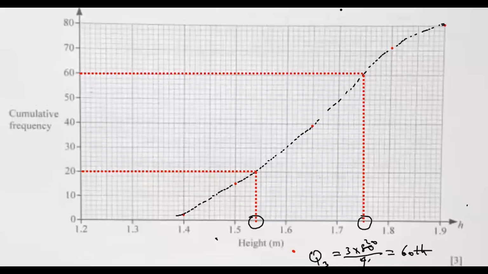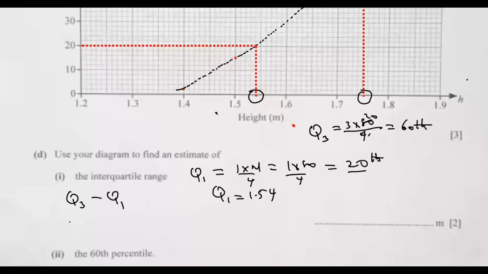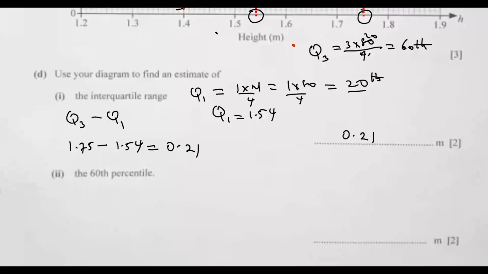So that is the upper quartile, and the lower quartile has already been calculated. So if I scroll down a little bit, I'll say that Q3 is equals to 1.75, then minus the lower quartile, which is 1.54. This will be equals to 0.21. So that is what we're going to get, 0.21 meters.